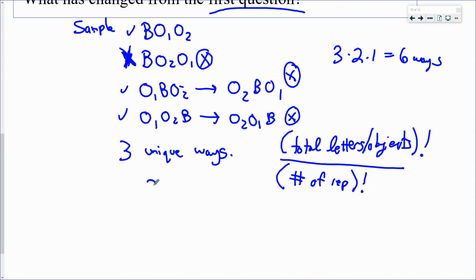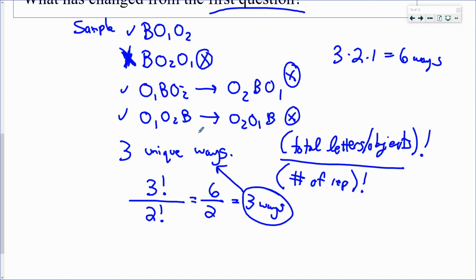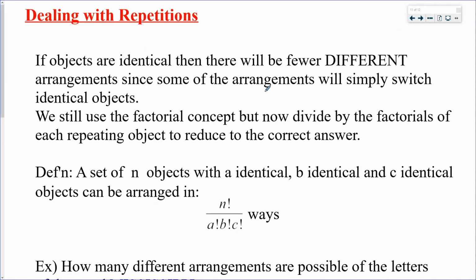So check it out. I have 3 letters, so I'm going to go 3 factorial divided by the number of repetitions. There were 2 letters that were repeating. 3 factorial is 6, 2 factorial is 2, and you get the 3 ways. So that is how we adjust our answer in the case of having a repetition. Easy enough concept, very tricky to understand always when to apply it.